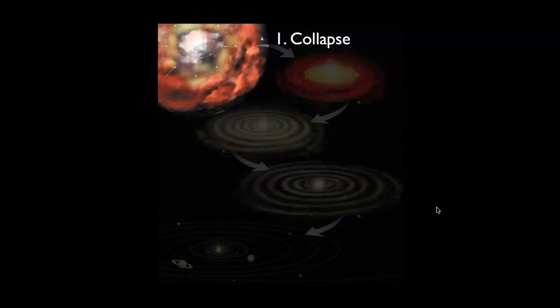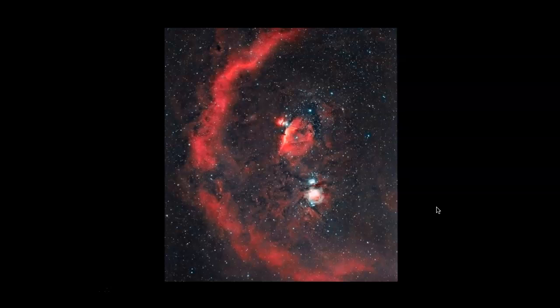The first step in this process is that you've got to get that gas to collapse in on itself so that it condenses, shrinks, and becomes a sun and some planets around it. So, where does that happen? Well, that happens in places like this. This might look familiar to you, maybe, because those 3 stars right there, that's Orion's belt.